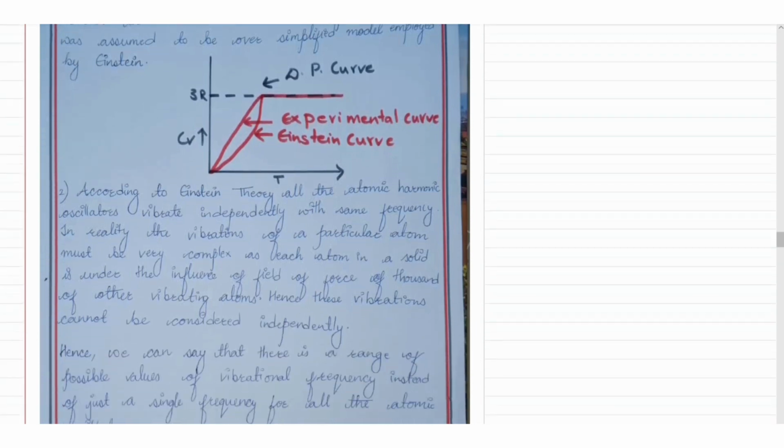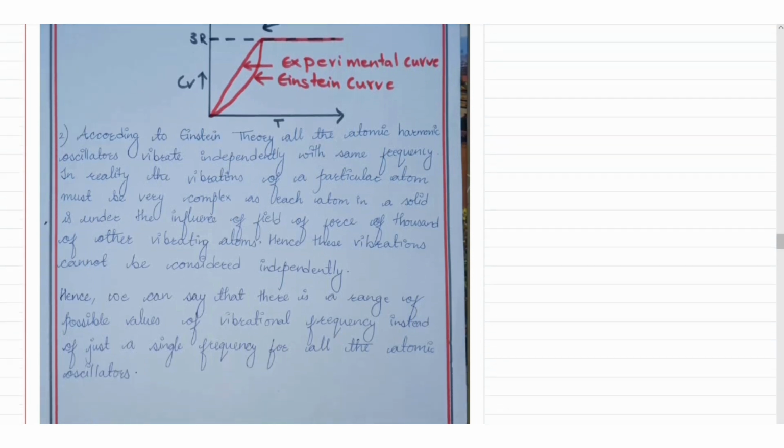According to Einstein theory, all the atomic harmonic oscillators vibrate independently with the same frequency. So already in the assumptions we see that Einstein assumed that all the atoms oscillate independently with the same frequency. In reality, the vibrations of a particular atom must be very complex, as each atom in a solid is under the influence of the field of force of thousands of other vibrating atoms, so the vibrations cannot be considered independent. Hence, we can say that there is a range of possible values of vibrational frequency instead of just a single frequency for all the atomic oscillators. So, this was the limitation of Einstein theory.